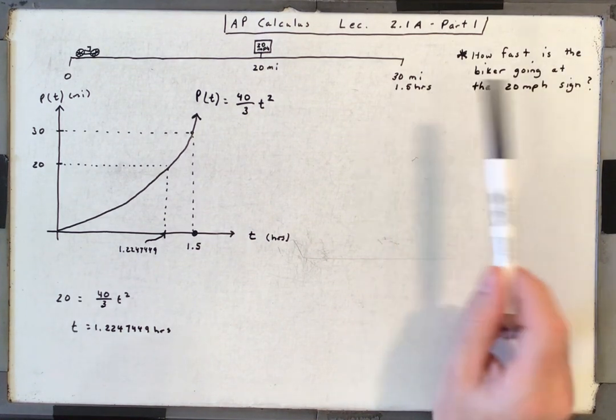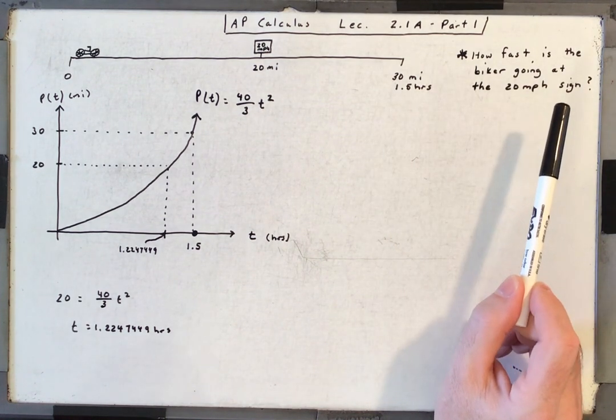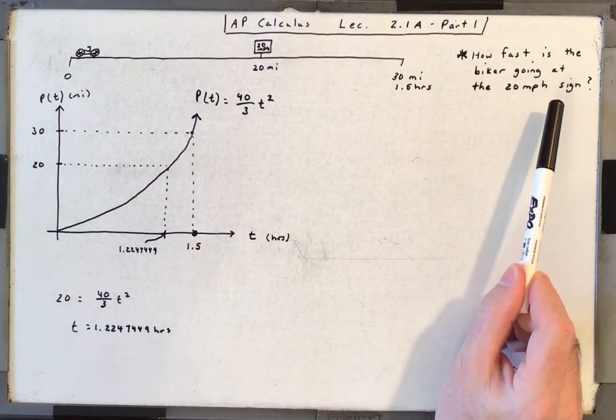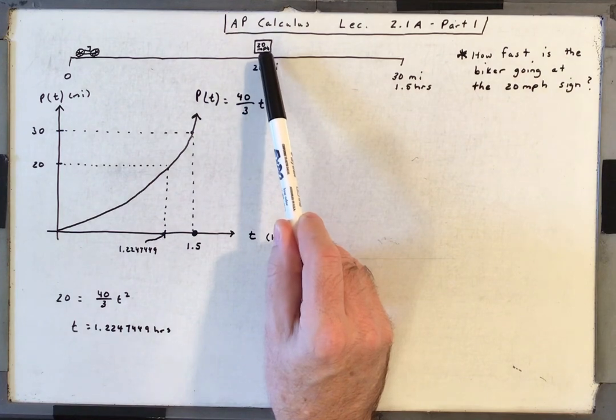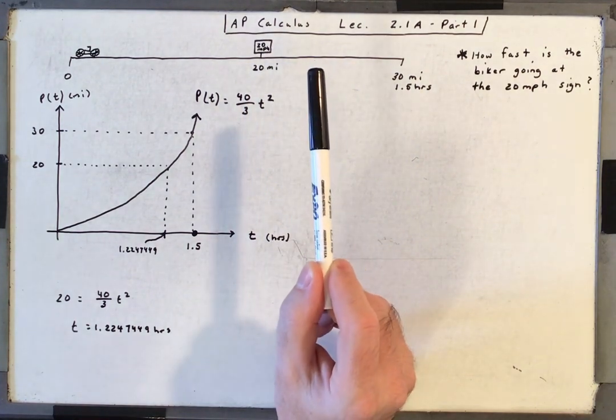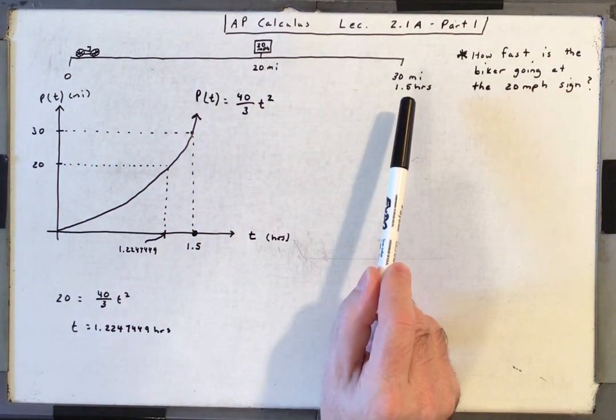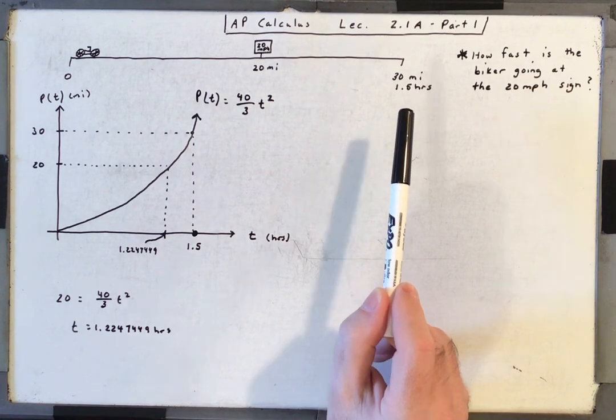This was the first question of calculus. How do you get an instantaneous speed or rate of change at that 20 miles an hour sign? So once you go ahead and draw this out, pause the video if you need to.